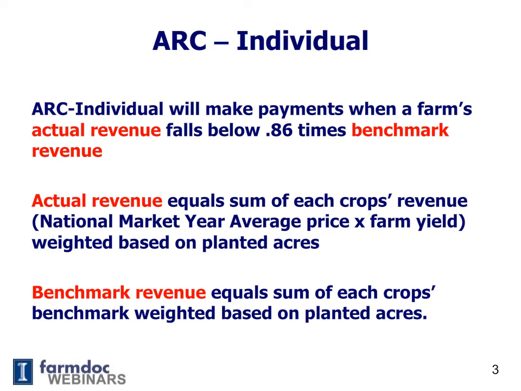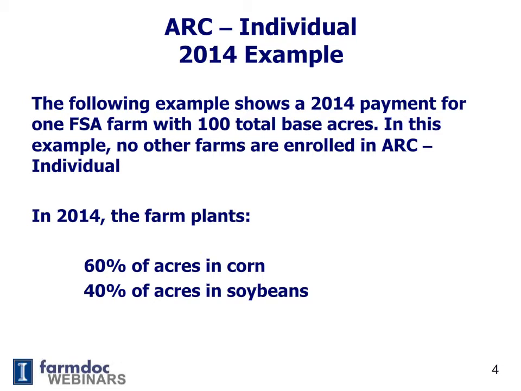And actual revenue will equal the sum of each crop's revenue. Again, it's the national market year average price times the farm yield. Benchmark revenue will equal the sum of each crop's benchmark weight based on planted acres. I'm now going to give an example of ARC Individual.